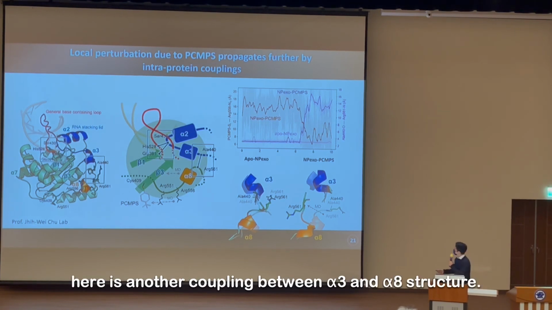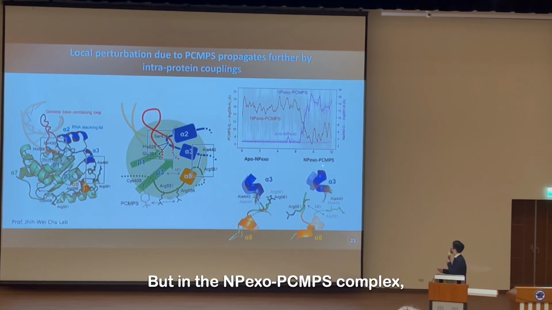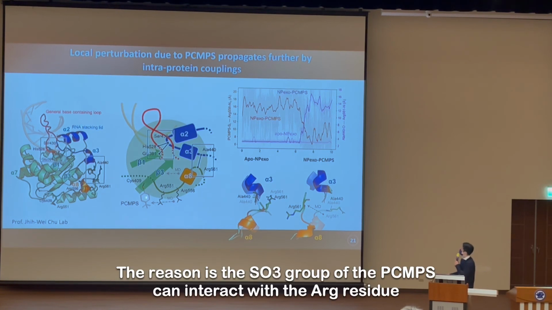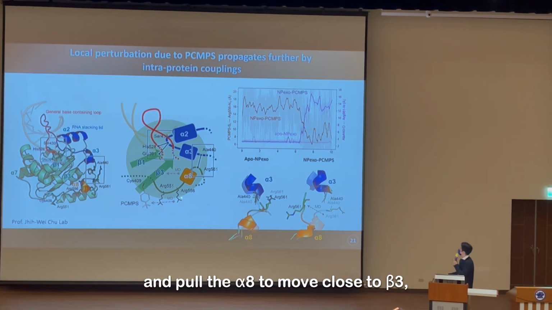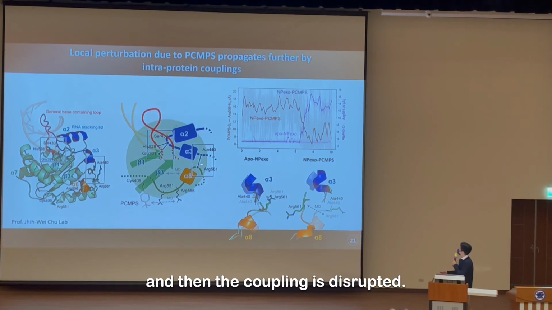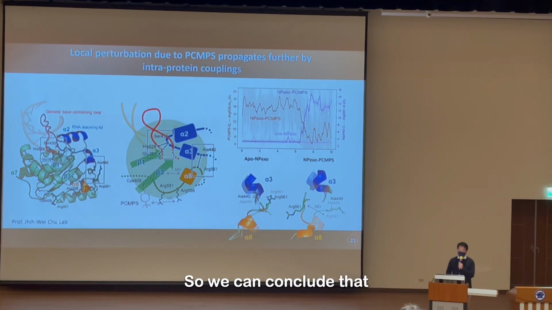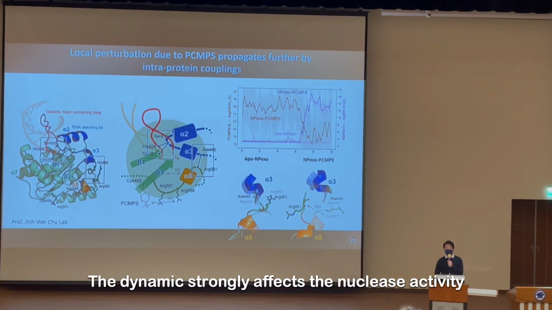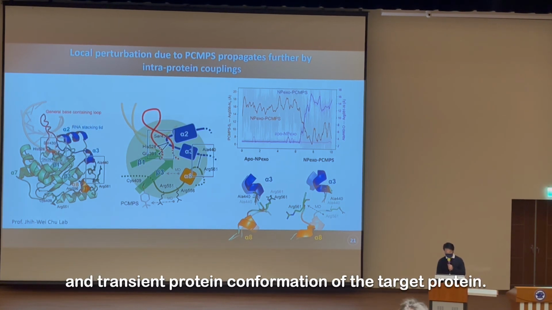Here is another example. Here is another coupling between the alpha-3 and alpha-8 structures. But in the NPexo-PCMBS complex, after MD simulation, the coupling disappeared. And why? The reason is that the SO3 group of the PCMBS can interact with the arginine residue and pull the alpha-8 to move close to the beta-3. And then the coupling is disrupted, so the interaction disappeared. So we can conclude that the local perturbation due to PCMBS propagates further by intra-protein coupling. The dynamics strongly affect the nuclease activity and protein conformation of the target protein.